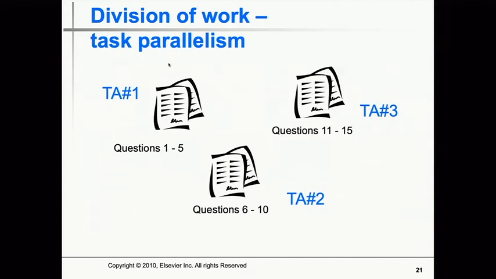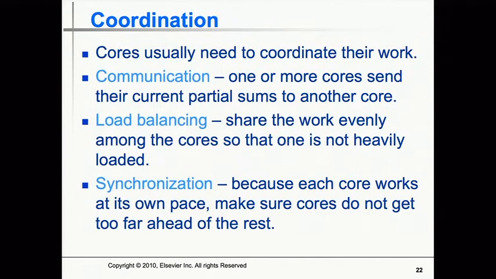Another way to divide up work is task parallelism, where every CPU works on a part of the task, but it goes through all of the 100 different data sets. Again, these are minor differences, just good to keep in mind. So load balancing is a big issue. That's what we were talking about: make sure that everyone gets the same amount of work.